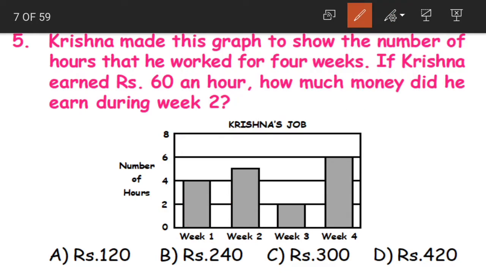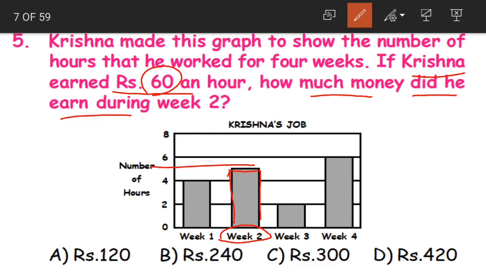What information do we have here? Krishna earns 60 rupees an hour. That means for each hour that he works, he will be paid 60 rupees. Now how much money did he earn during week 2? In week 2, how many hours did he work, children? He worked for 5 hours.